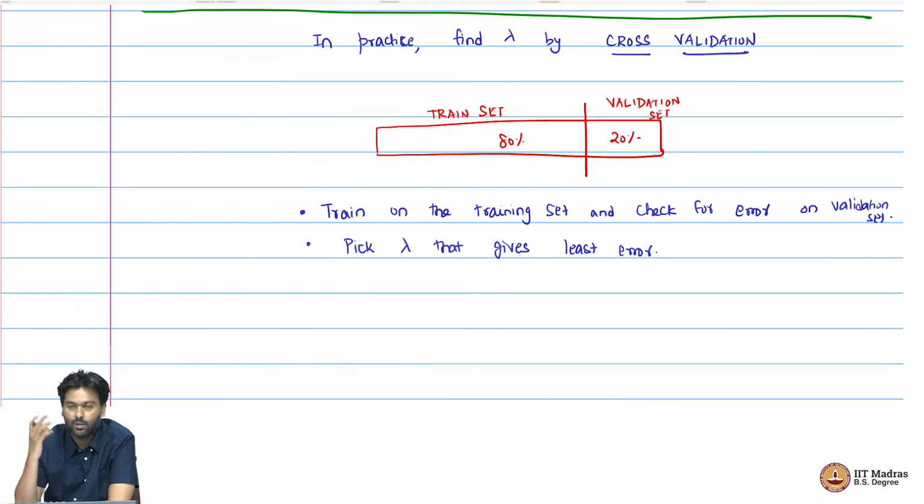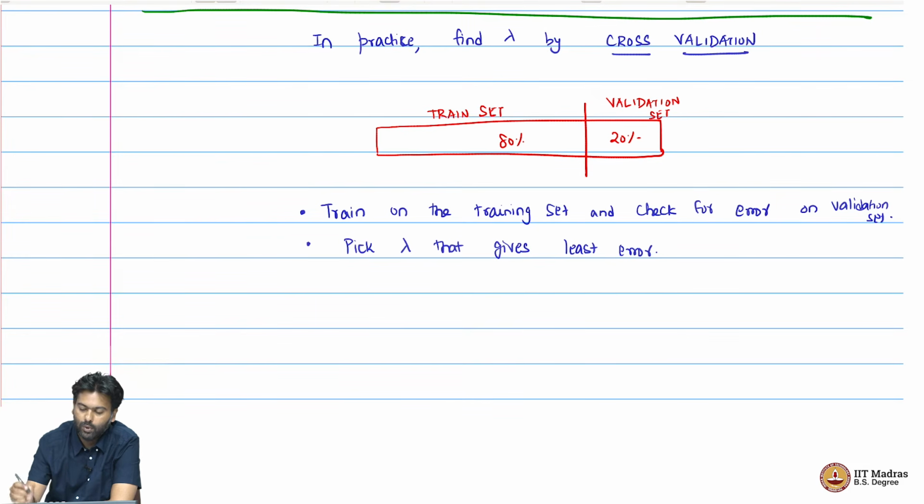This procedure is called validation because you are keeping aside some data as a proxy for the test data that you will encounter later. Your goal is to do well on the test data, but you do not have the test data with you. So, you mimic the test data by keeping aside some part of your training data for testing, which we will call the validation set. Train only on the training set, get your W hat new, and then for various choices of lambda see how it performs on the validation set.